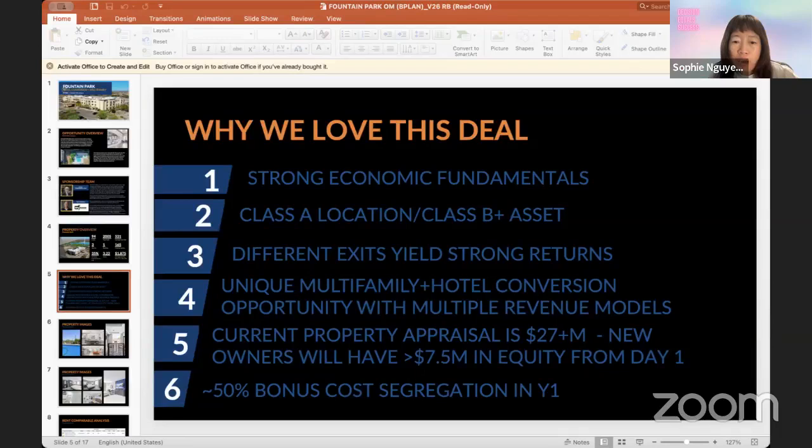So the new owner will have more than 7.5 million in equity from day one, with a 50% bonus cost seg in year one. That's really good, right? Yes. They have 7.5 million in equity from day one because it's appraised at 27. Let's see how much they're buying it for.